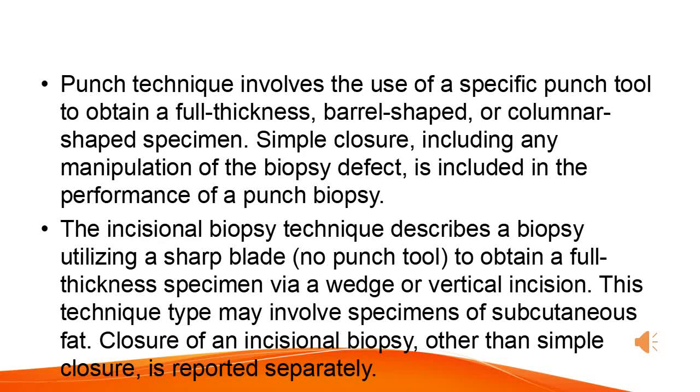Punch technique involves the use of a specific punch tool to obtain a full-thickness, barrel-shaped, or columnar-shaped specimen. Simple closure, including any manipulation of the biopsy defect, is included in the performance of a punch biopsy. The incisional biopsy technique describes a biopsy utilizing a sharp blade, no punch tool, to obtain a full-thickness specimen via a wedge or vertical incision. This technique type may involve specimens of subcutaneous fat. Closure of an incisional biopsy, other than simple closure, is reported separately.